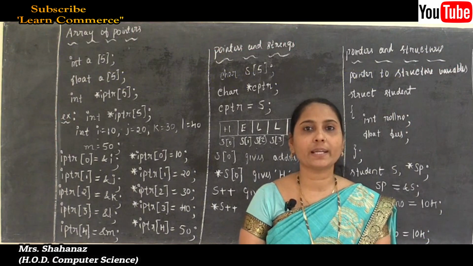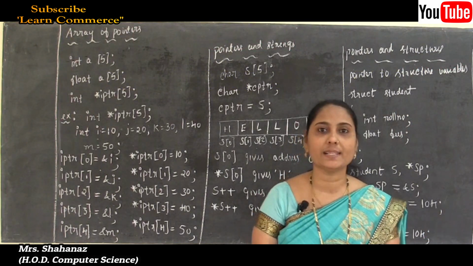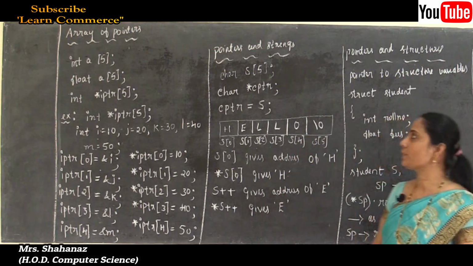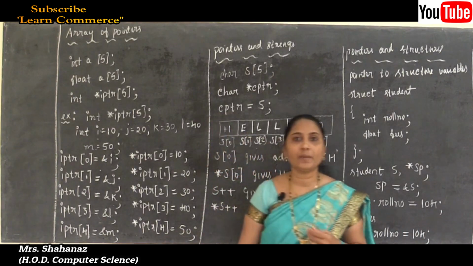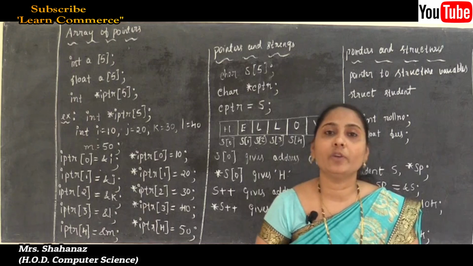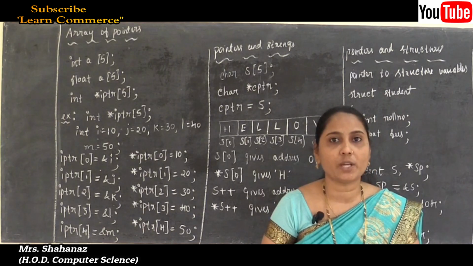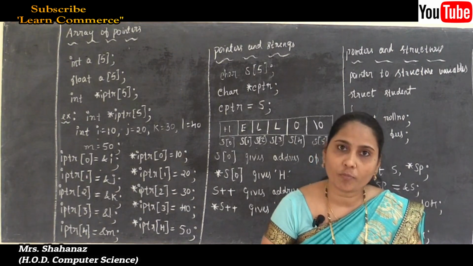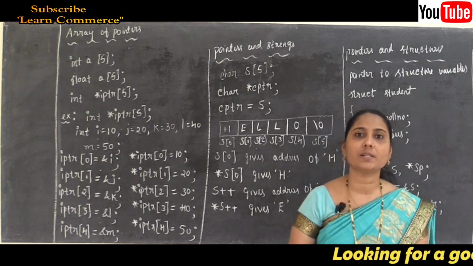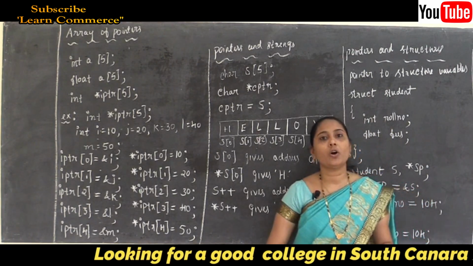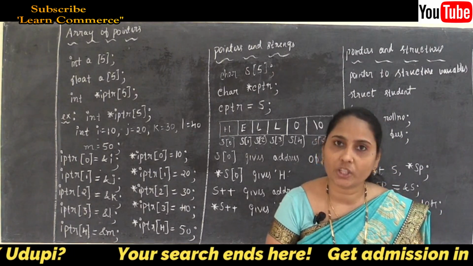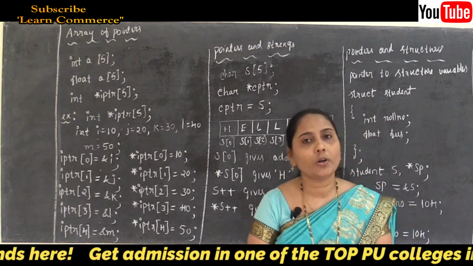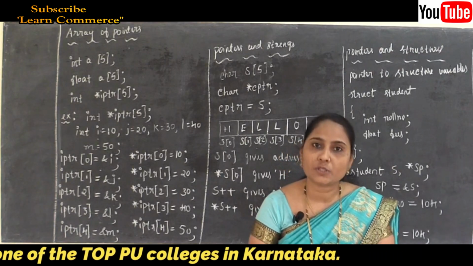Welcome to our second PU Computer Science online classes. We are in the chapter on pointers, and we have already completed some concepts about pointers: the meaning of pointers, declaration of pointers, defining pointer variables, assignment, also called the initialization of pointers, and the types of pointers.